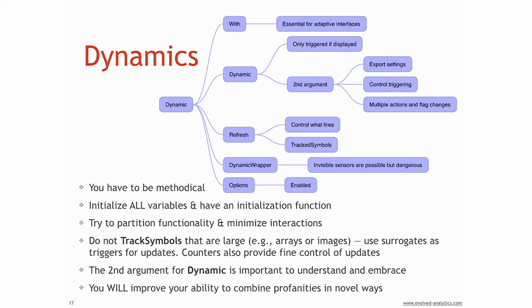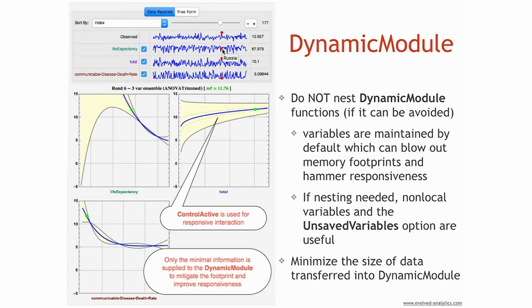The other thing here is, do not use tracked symbols on arrays and images and large things. If you can get it down to a counter or something small to trigger, that's going to make for a much more reliable and responsive interface.